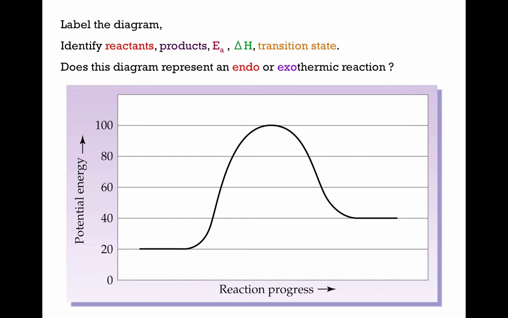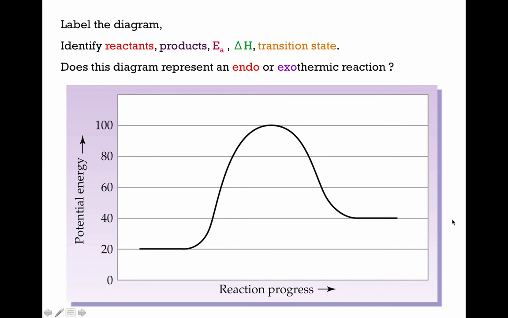So right here, this is showing an exothermic reaction. I'm going to go ahead and have you label this diagram. You're going to identify the reactants and products. So the reactants would be here, products would be here.